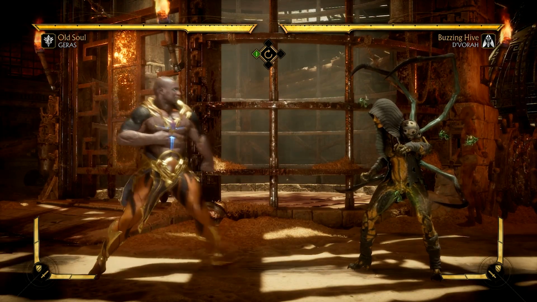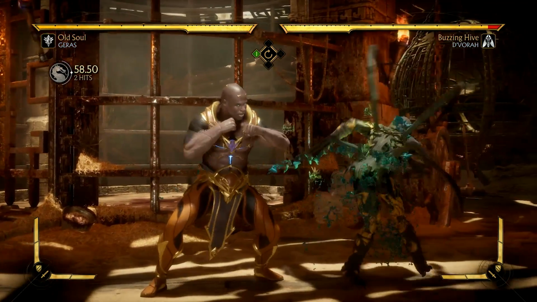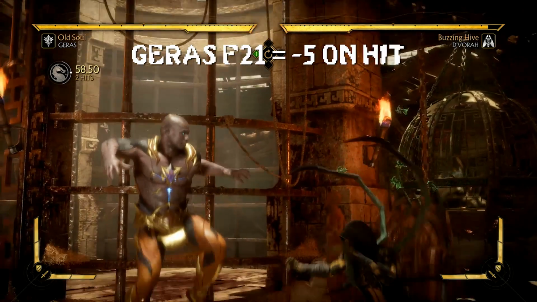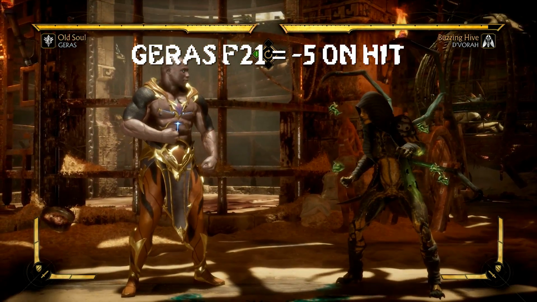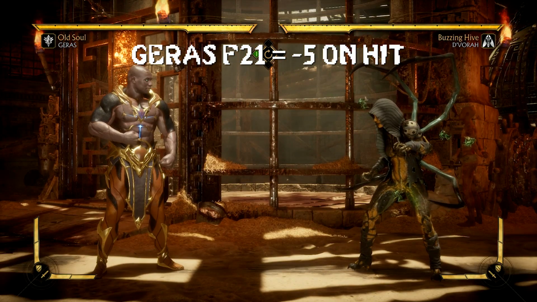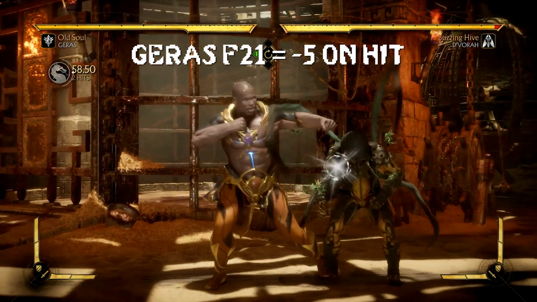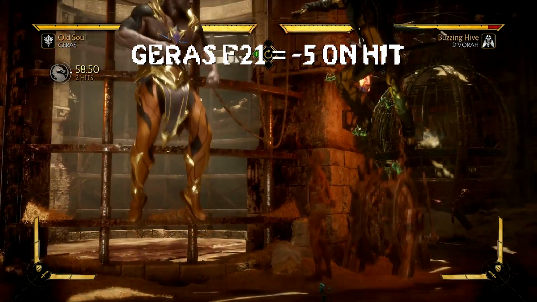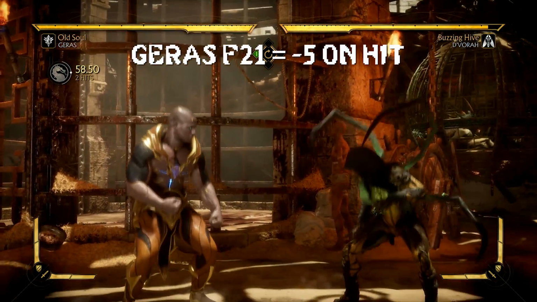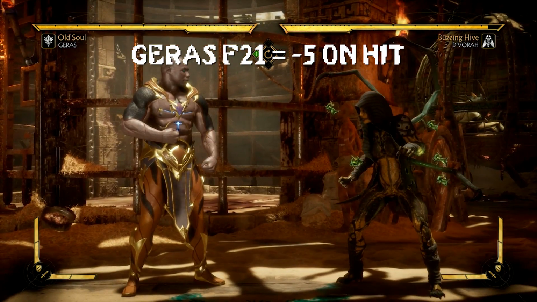On the opposite end, some attacks can be minus on hit. Geras' forward 2-1 is minus 5, which actually means that when this string hits the opponent, they can move 5 frames before we can. Pay attention to these values when building your offense. They matter a great deal, and I'll explain why soon.